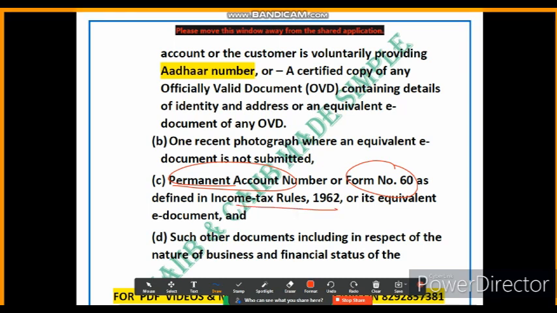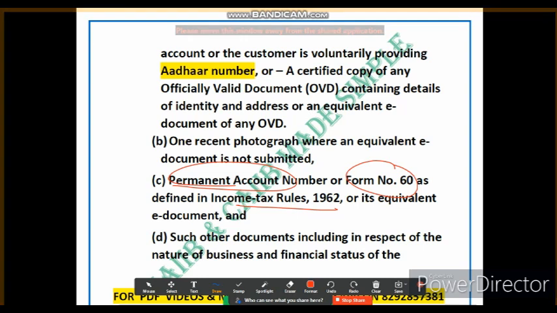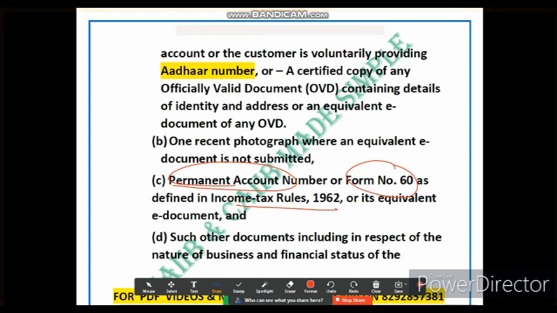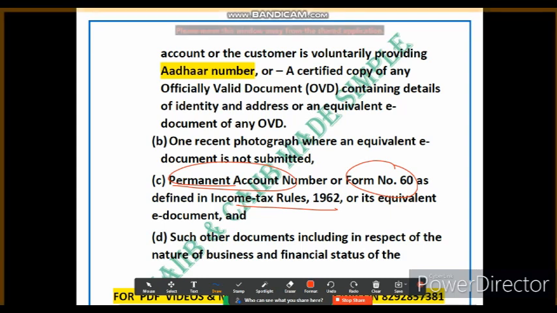So while opening a bank account, an individual must provide the PAN or Form 60. The PAN is a unique identification number assigned to an individual for income tax purposes. If the individual does not have a PAN, Form 60 is a declaration for the individual who does not have PAN. This helps ensure compliance with tax regulations and enables the bank to link the customer account to their tax profile.